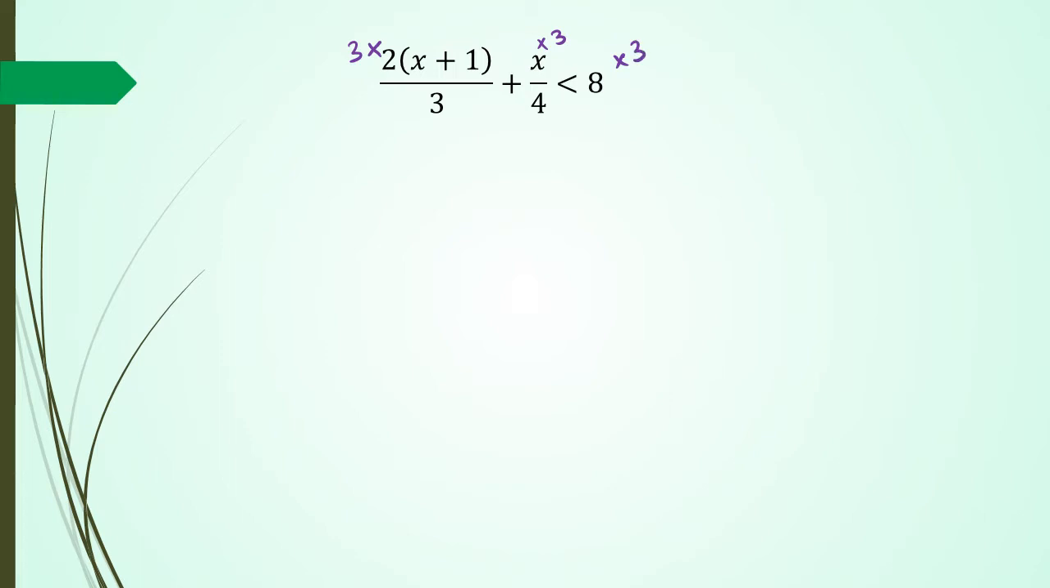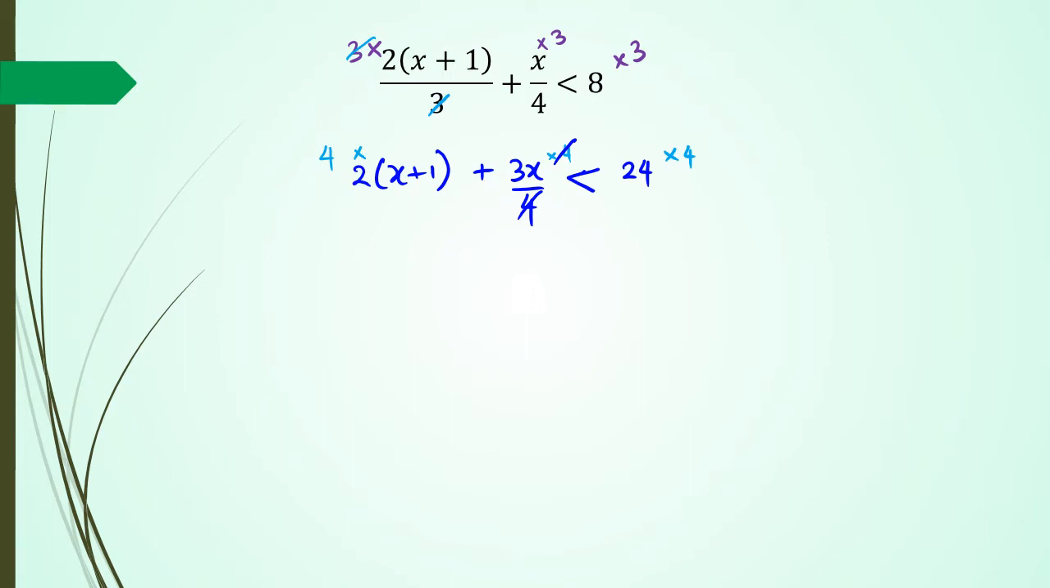When I do this, these two 3's cancel out each other, and I'm left with 2x plus 1 plus 3 times x divided by 4 is less than 8 times 3, which is 24. Now I need to get rid of the 4, so I'm going to multiply every term by 4. By doing this, I eliminate the 4 in the denominator because those two things will disappear.